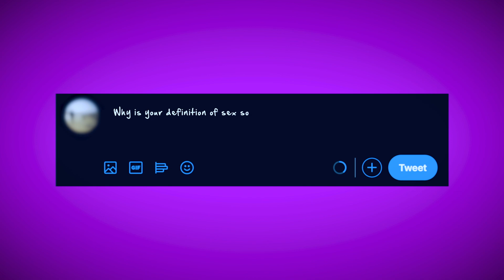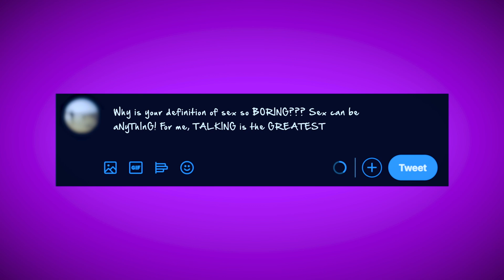Sex. When I use the word sex, I really just do mean sex. Genital, anal, and oral. Look, I do get your tweets. Why is your definition of sex so boring? Sex can be anything. For me, talking is the greatest sex of all. Yeah, that all sounds good at first. Very woke, very age of Aquarius. But I don't buy it. The problem with expanding the definition of sex to include absolutely anything is that it also expands the definition of non-consensual sex.